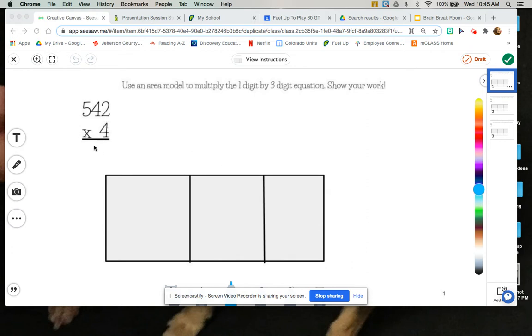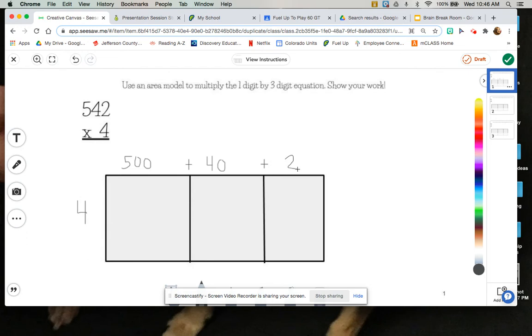So let's go ahead and get started. I'm going to put my 4 right here on the side because it's one digit. Then I'm going to break this problem into place value. The first number is going to be 500. The kids should already know how to do expanded notation because that's really what this is. So I have 500 plus 40 plus, and then my last place value is 2.